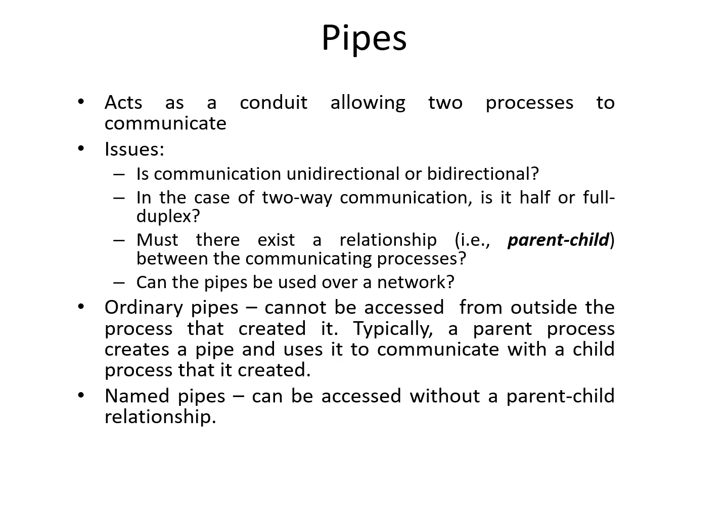Pipes can be of two categories: ordinary pipes and named pipes. Ordinary pipes cannot be accessed from outside the process that created them. Typically, a parent process creates a pipe and uses it to communicate with a child process that it has created. Named pipes can be accessed without a parent-child relationship.